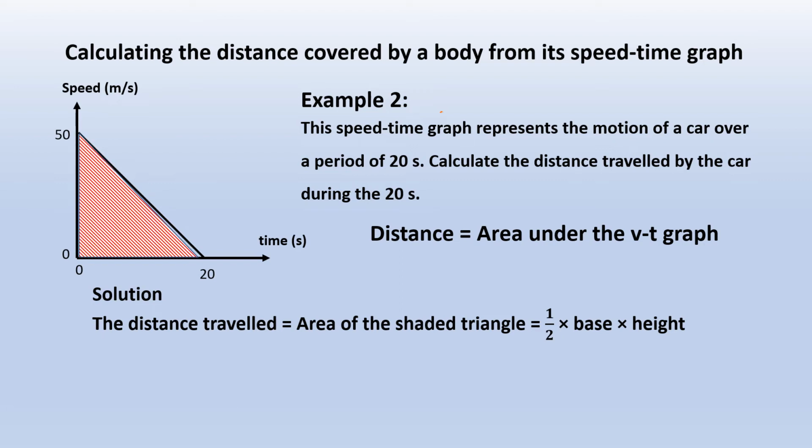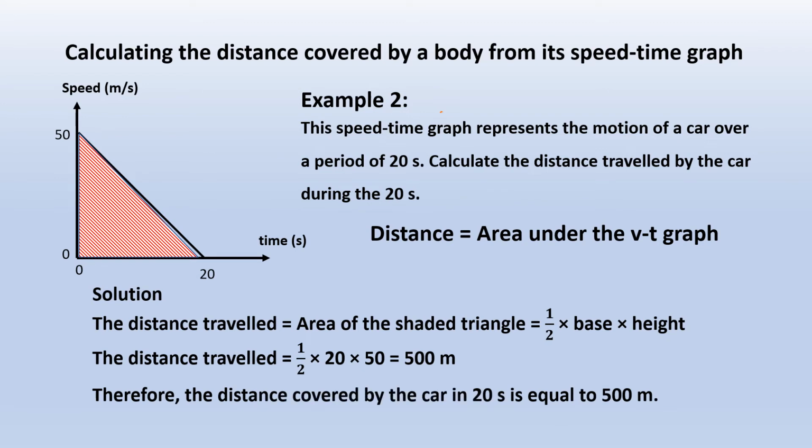We calculate area of the triangle using the formula half multiplied by base multiplied by height. So the distance traveled here is half multiplied by 20 multiplied by 50, which gives 500 meters. Therefore, the distance covered by the car in 20 seconds is equal to 500 meters.